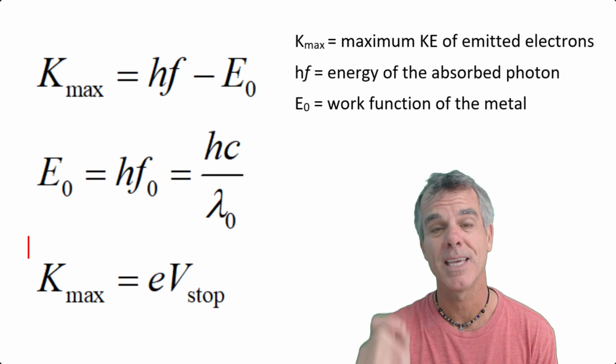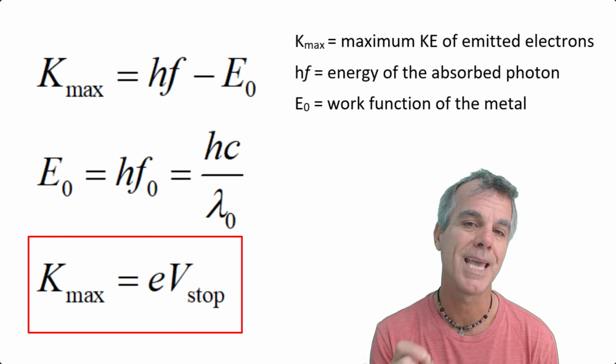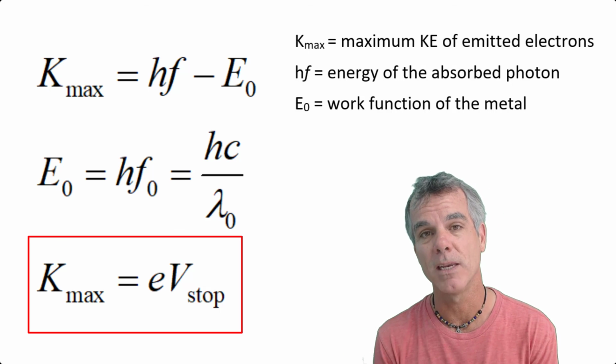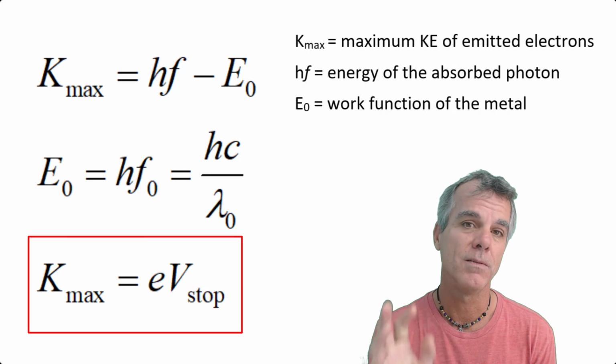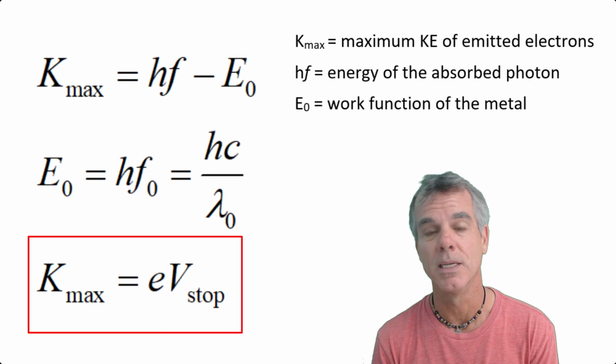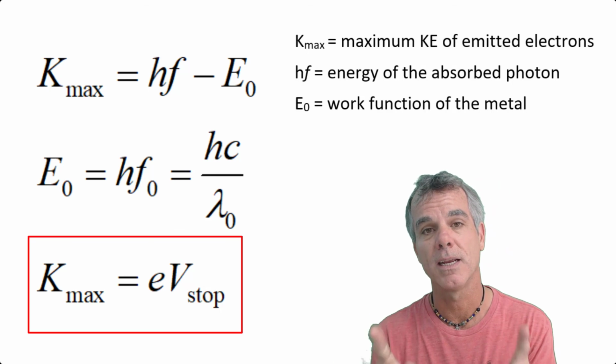And then finally, K max is related to the stopping potential through the equation K max equals e times V stop, where e is the magnitude of the charge on an electron and V stop is the stopping potential. And the nice simple shortcut is that if the stopping potential is expressed in volts, then the kinetic energy max is in electron volts.